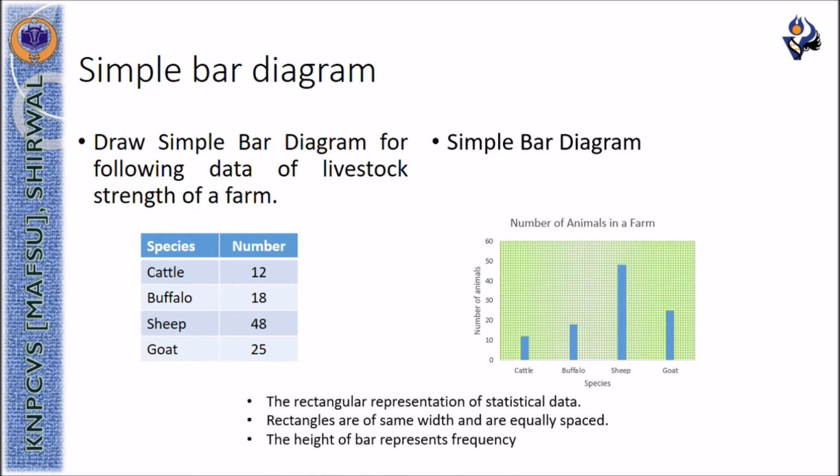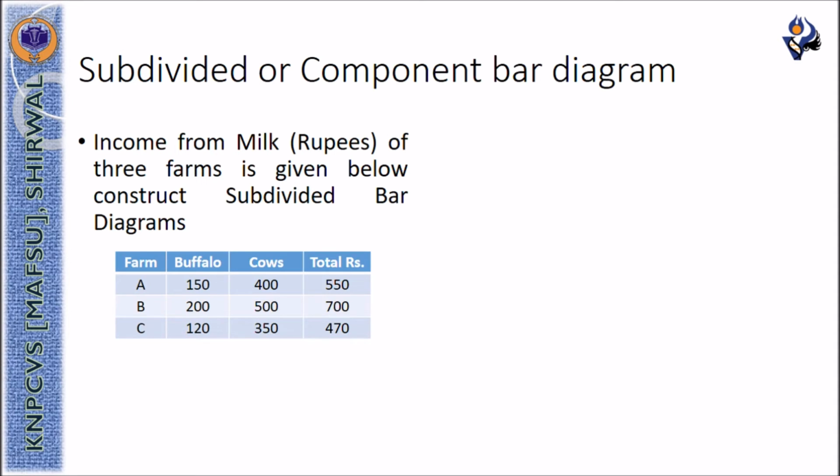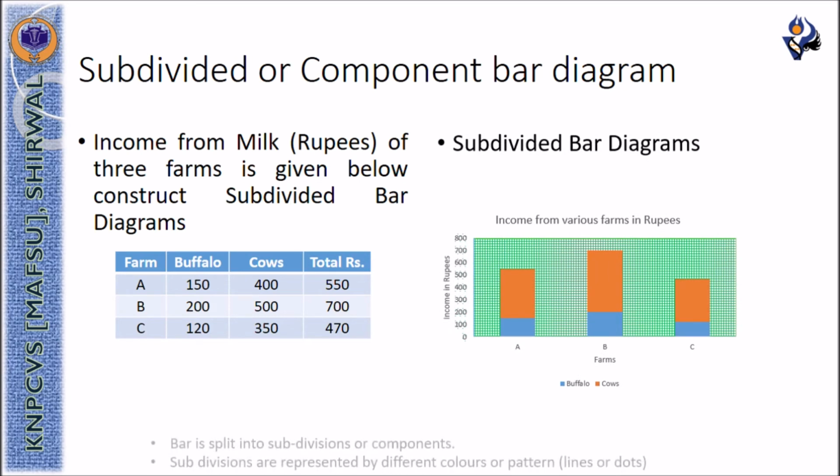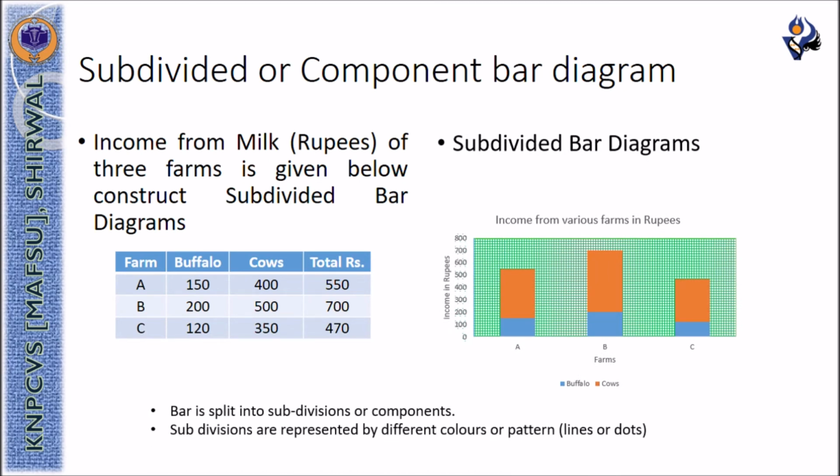It is the rectangular representation of the statistical data. Rectangles are of the same width and are equally spaced. The height of the bar represents the frequency. The data having components can be represented with the help of a subdivided or component bar diagram. Here, the bar is split into subdivisions or components, and the subdivisions are represented by different colors or patterns.